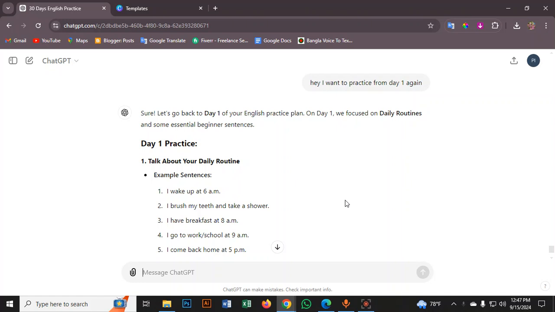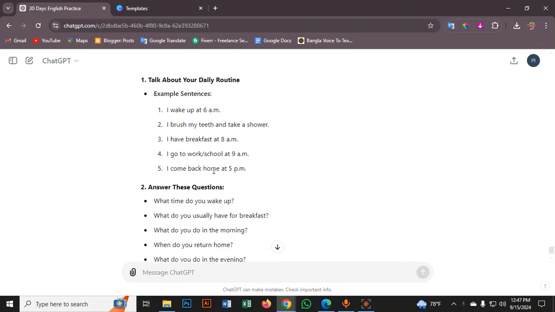Day one practice. Talk about your daily routine. Example sentences: I wake up at 6 a.m. I brush my teeth and take a shower. I have breakfast at 8 a.m. I go to work or school at 9 a.m. I come back home at 5 p.m.